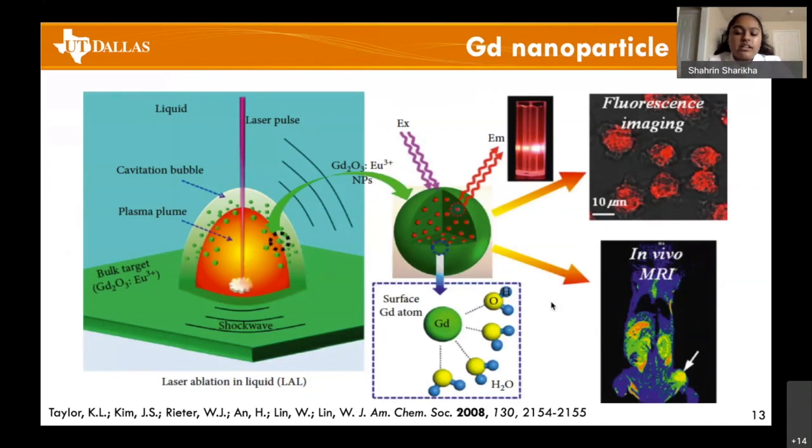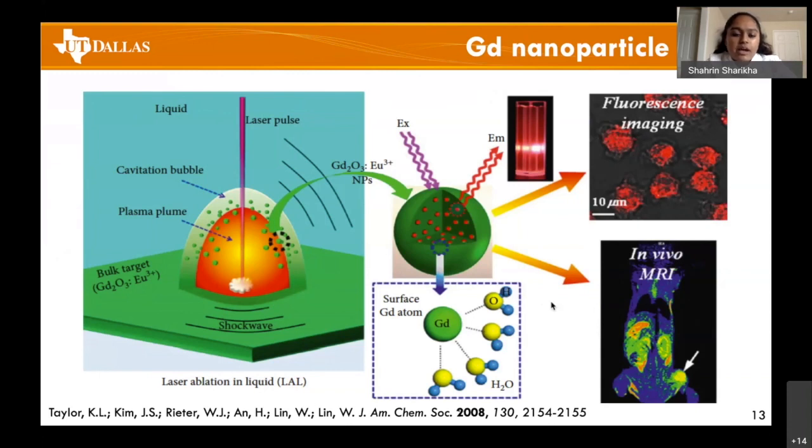Like iron oxide nanoparticles, these other magnetic nanoparticles have been used for multiple functions. In this case, they developed gadolinium oxide doped with europium ions, and this eventually led to a particle that could be applied for both fluorescence imaging and in vivo MRI. With this procedure, they used laser ablation in liquid, which I didn't mention earlier, but this is another way to produce this type of nanoparticle.